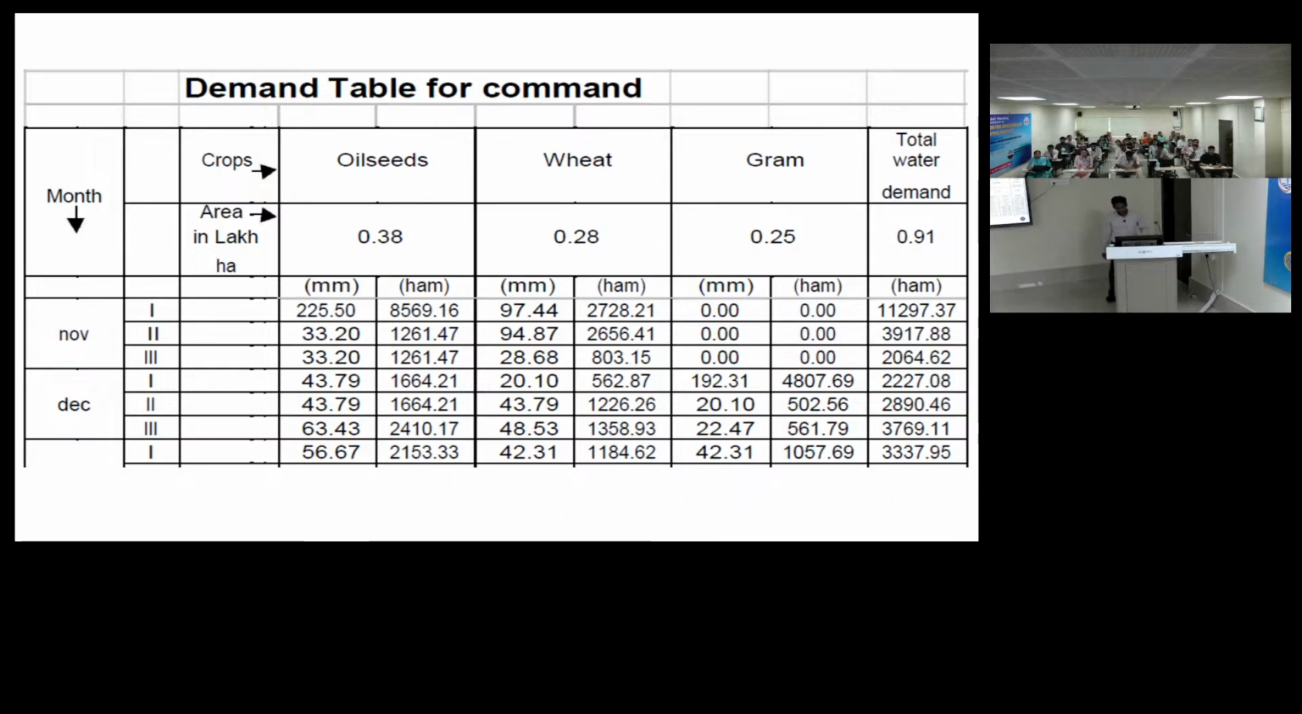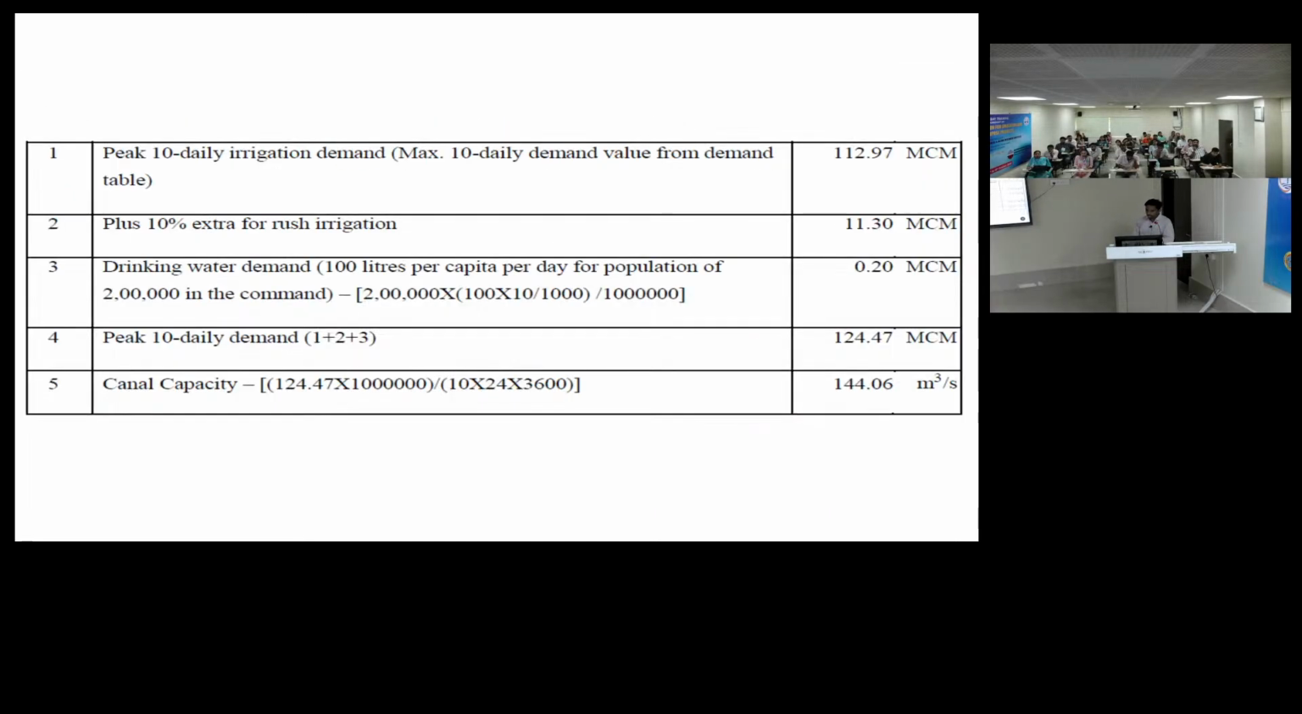So 11.297, you can see here. So the peak 10 daily irrigation is 112.97. So we just add 10% irrigation extra, and you add drinking water if there is any drinking water demand also. So just sum it, and this is how you have to fix the canal capacity.